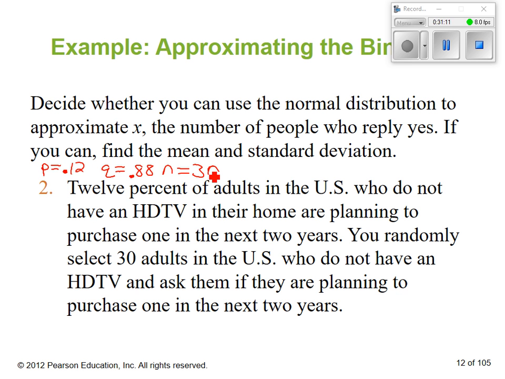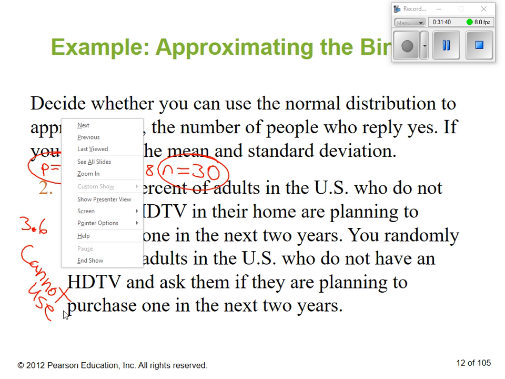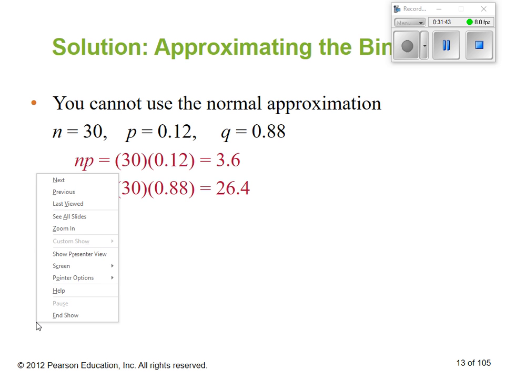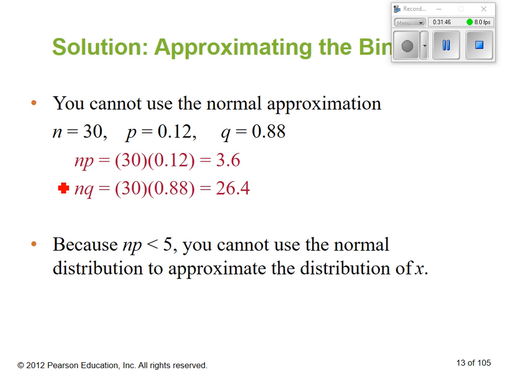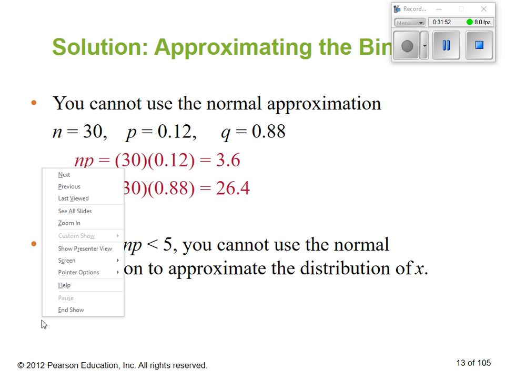So let's see if we can use the binomial setup. What are we going to use? 30 times 0.88? No, 0.12. You always times it by the small one, because the bigger one we know is going to be larger than 5. So what's 0.12 times 30? 3.6. Is that bigger than 5? No, so it doesn't work. We can't use the binomial setup. We'd have to find some other setup for this one. Since we can't use it, we can't find the mean and standard deviation this way.